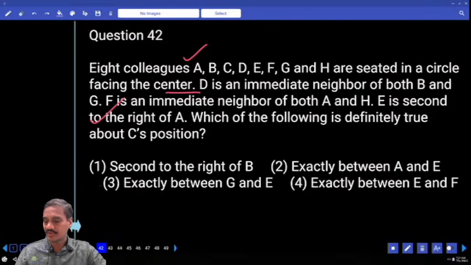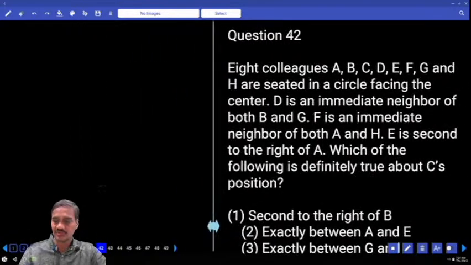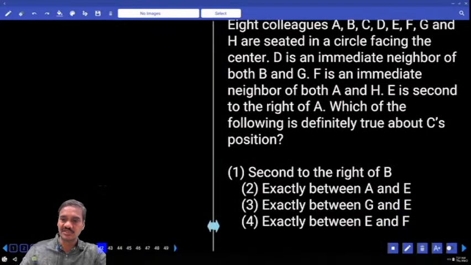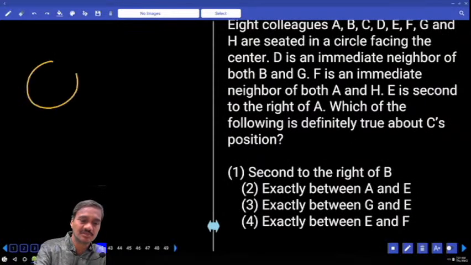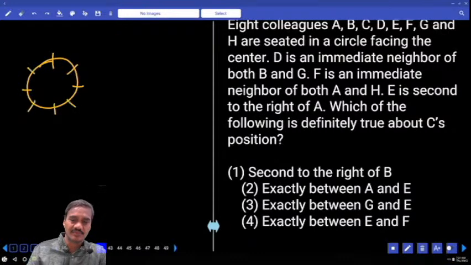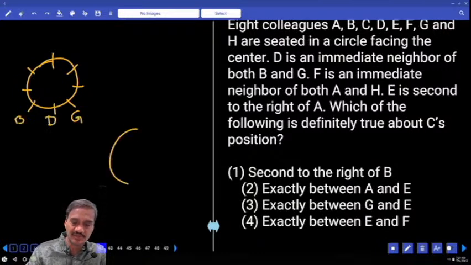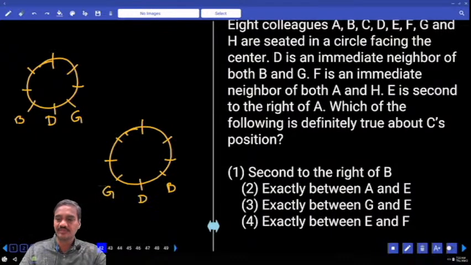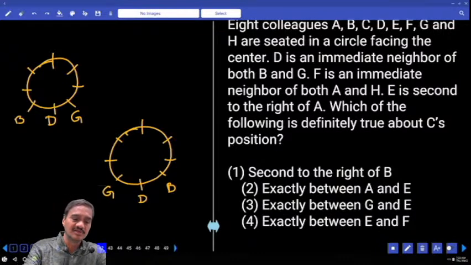Choice 1, 41. And 42, 8 colleagues were there. A, B, C, D, F, G and H are seated in a circle facing the center. 8 persons seated around a circular table, 1, 2, 3, 4, 5, 6, 7, 8. D is an immediate neighbor of both B and G. Isn't it? Then that is the first case. And in the second case, D is an immediate neighbor of both B and G. Now D is here, G and B. F is an immediate neighbor of A and H. Now F is an immediate neighbor of A as well as H.